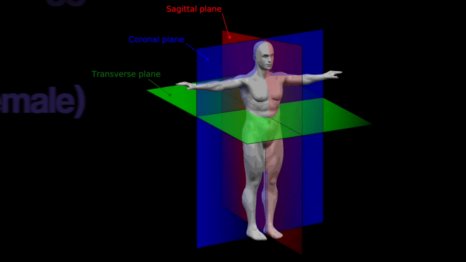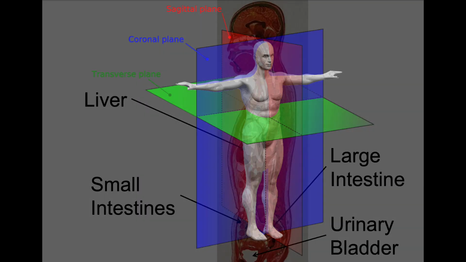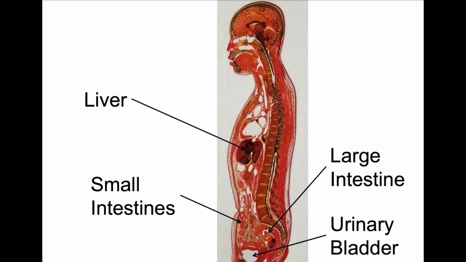Next, we will be looking at a sagittal cross-section of the female body. If we look at this image again, we can see that the sagittal plane cuts the body into right and left halves. In this sagittal cross-section, there are 4 visible organs. The liver is a large red circle in the upper part of the abdomen. The small intestine is multiple circles in the lower part of the abdomen. The large intestine is a very small translucent U shape towards the back of this image. The urinary bladder is toward the bottom of this image and is a translucent circle.